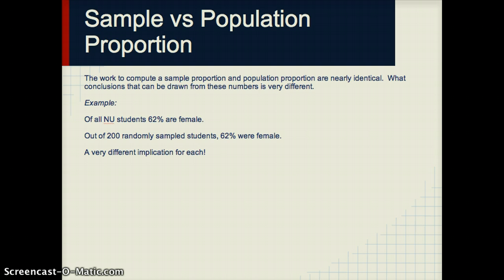For example, we can say of all NU students, 62% are female, or another statement would be, out of 200 randomly sampled students, 62% were female. Those are different. The number's the same, 62%, but the conclusions we can draw from those two different numbers are vastly different, and we'll parse that out and understand that more in the future. But for now, it's enough to understand that those two things are different.